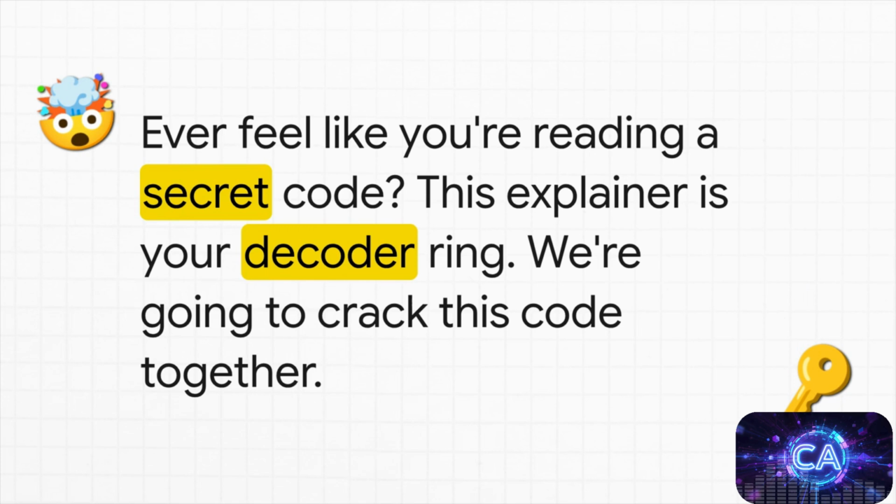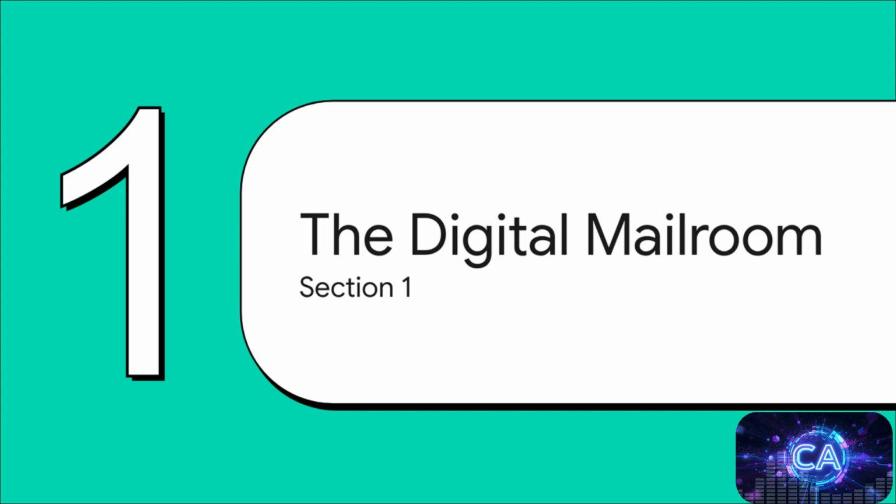Does this look familiar? SMTP, IMAP, SPF. It can seriously feel like you're trying to read a secret code. Well, guess what? You can consider this explainer your official decoder ring. We're going to crack this code together, one acronym at a time. So, to really get how email works, we need to take a trip to where it all happens.